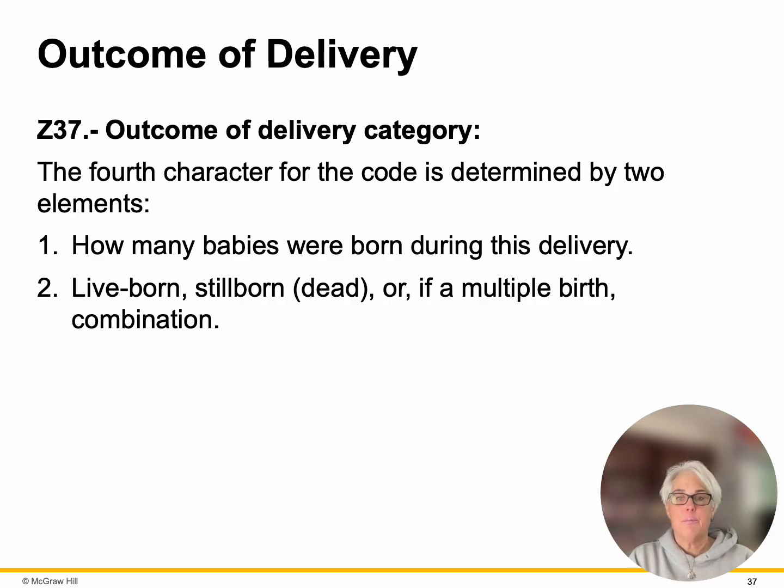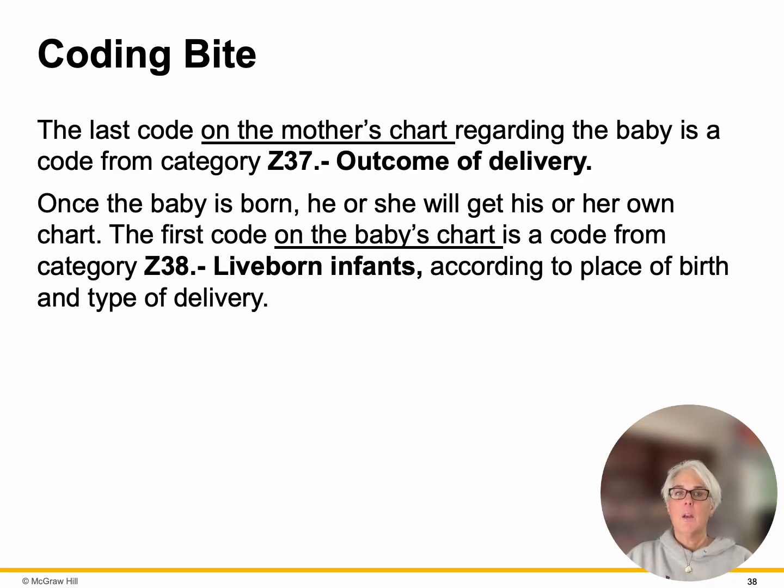Some moms have a lot of babies at once. This can happen too, related to fertility treatments. So it's important that you identify how many were live-born, if there were any stillborn, and pick the appropriate Z37 code. The last code that we'll see on the mom's chart is from Z37, outcome of delivery.